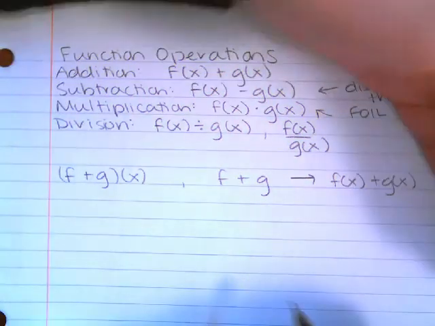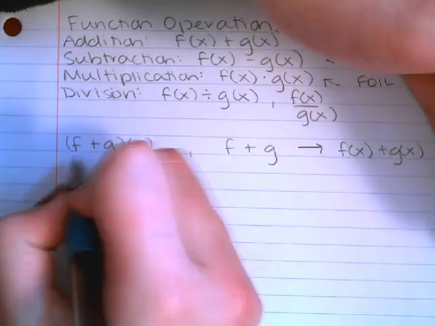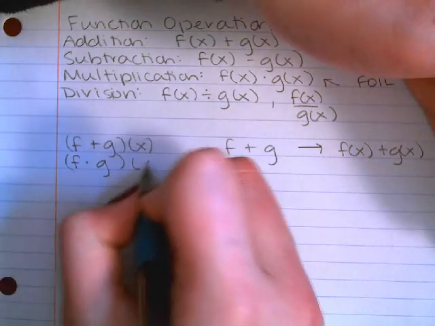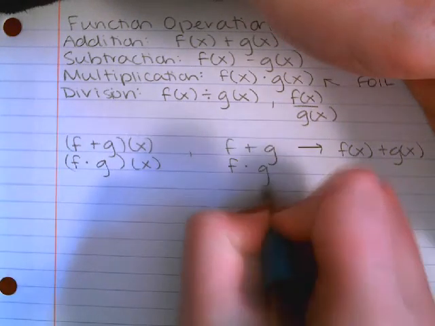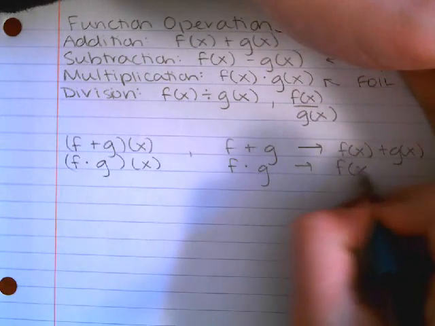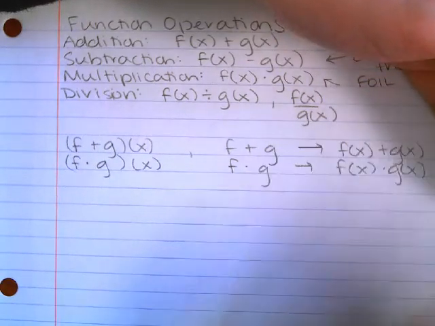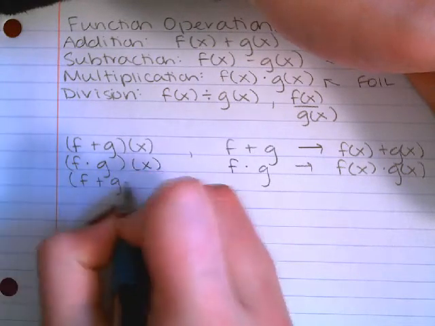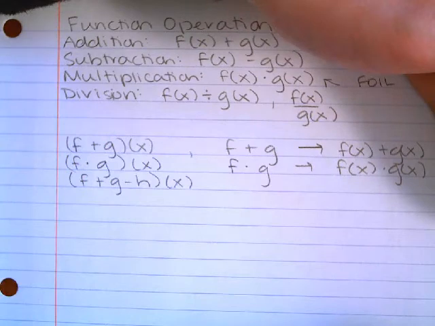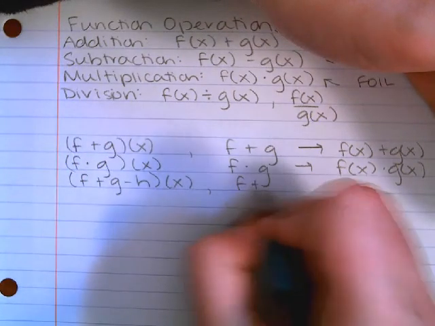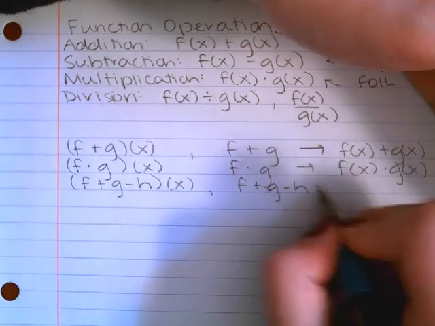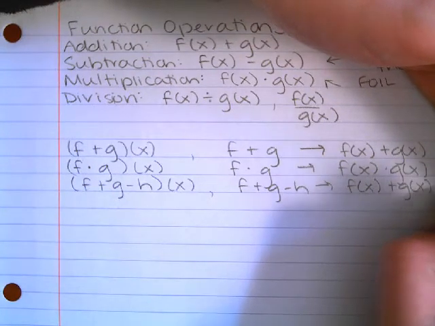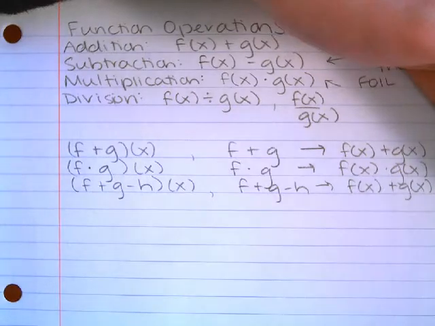They could say something like f times g of x, or they could say f times g. What they really mean by that is f of x times g of x. They could write something like f plus g minus h of x. Or they could even write f plus g minus h. And what they really mean by that is f of x plus g of x minus h of x. That's what they actually mean.